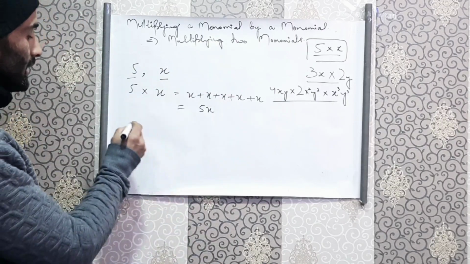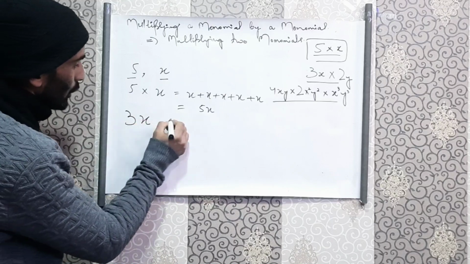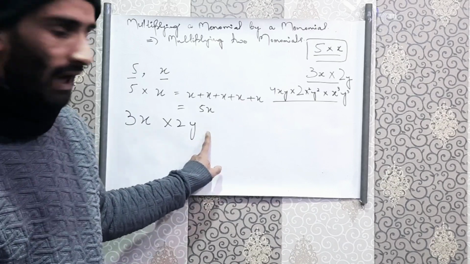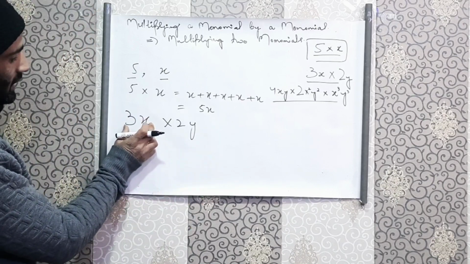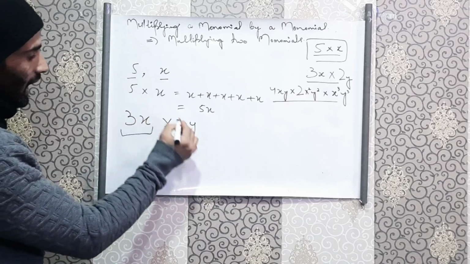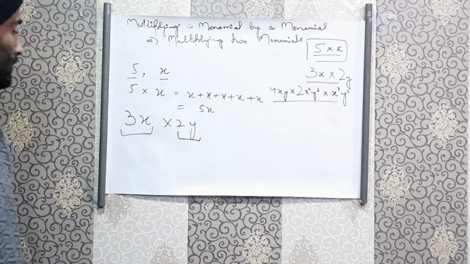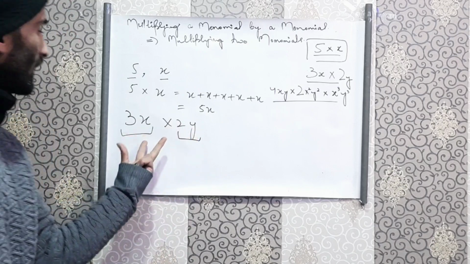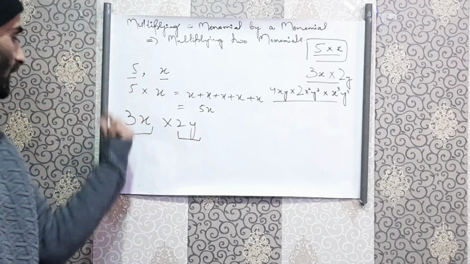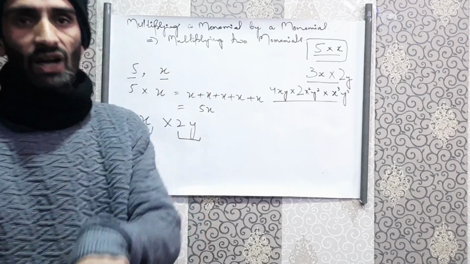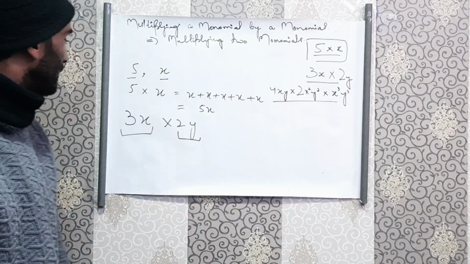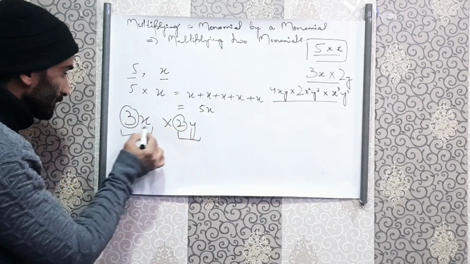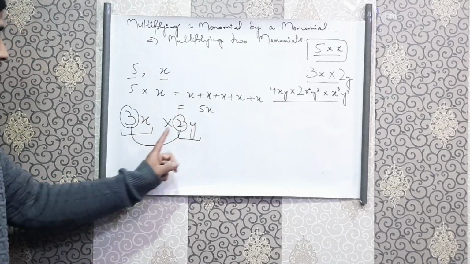One more example, that is 3x into 2y. 3x is one monomial and 2y is the second monomial. In this, what do we have to do? Both the terms have a variable as well as a coefficient. One thing we have to keep in mind: we have to multiply coefficient with coefficient. This into this. Clear, my dear?